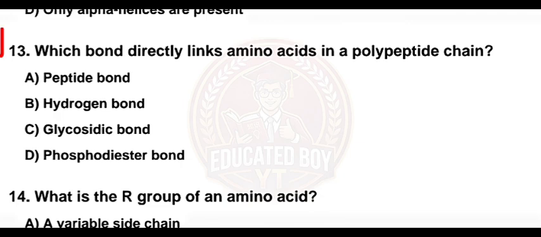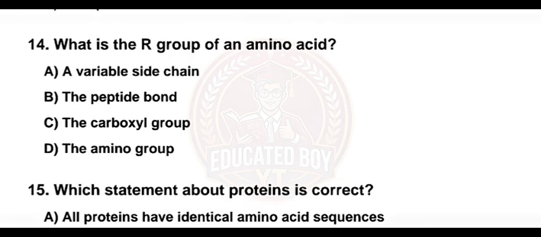Question number 13. Which bond directly links amino acids in a polypeptide chain? Option A, peptide bond. Option B, hydrogen bond. Option C, glycosidic bond. Option D, phosphodiester bond. Right answer is option A. Peptide bond.